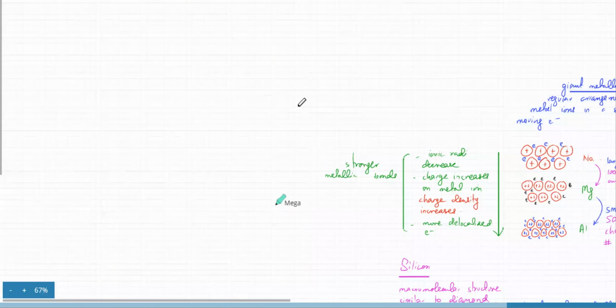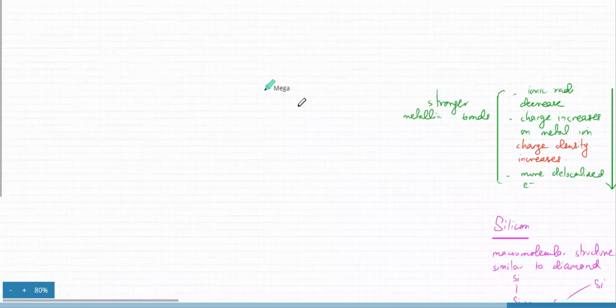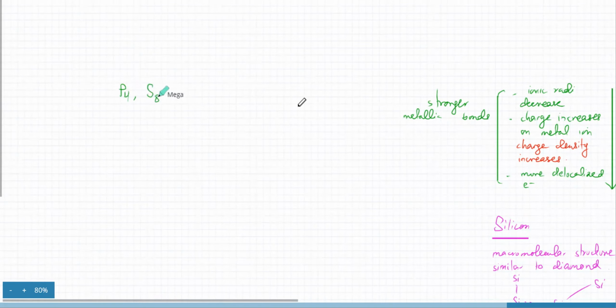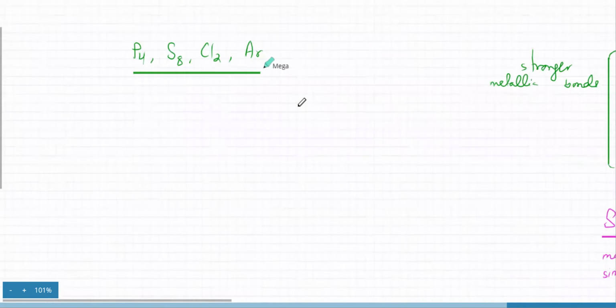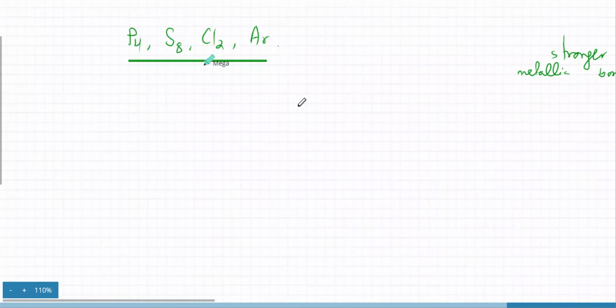So let's talk about P4, and after P there is S8, then there is Cl2, and then there is argon. Now all of them are going to be non-polar molecules. Why non-polar? Because there's not going to be any electronegativity difference. Like in a sulfur molecule, all atoms are sulfur, so the electrons would be evenly shared between the atoms. So they're non-polar and simple molecular.